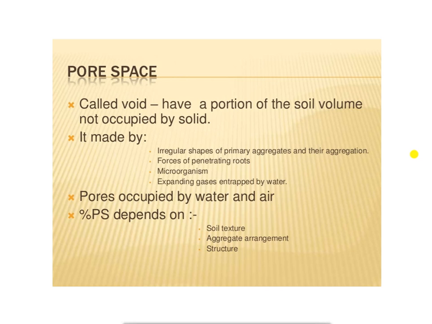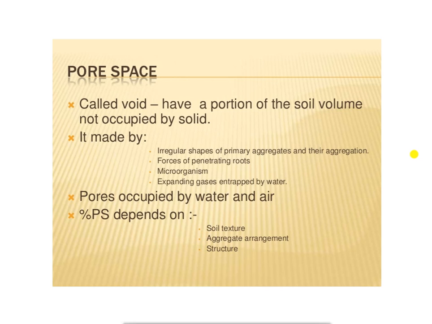What do you mean by pore space? It is also called a void, the portion of soil volume which is not occupied by a solid portion is called pore space. The pores are mostly occupied by soil air and soil water.